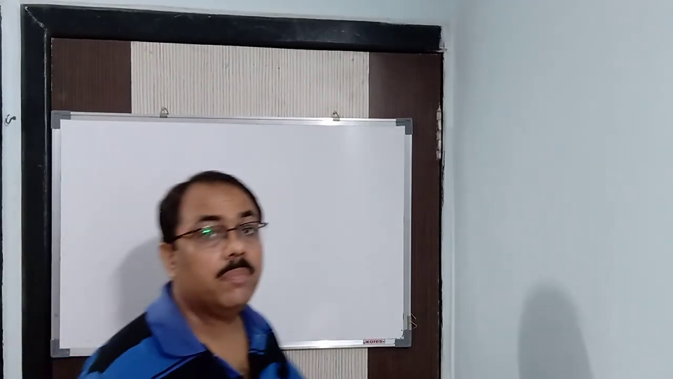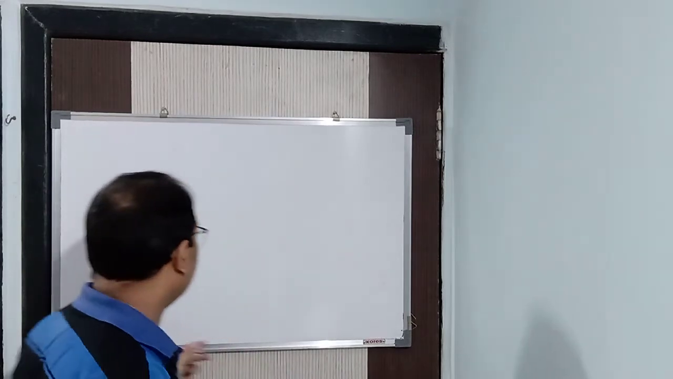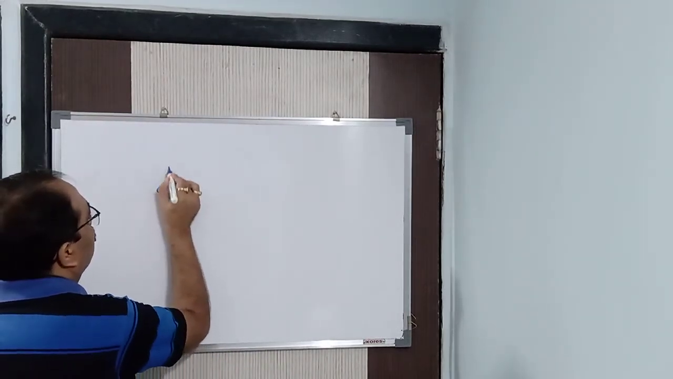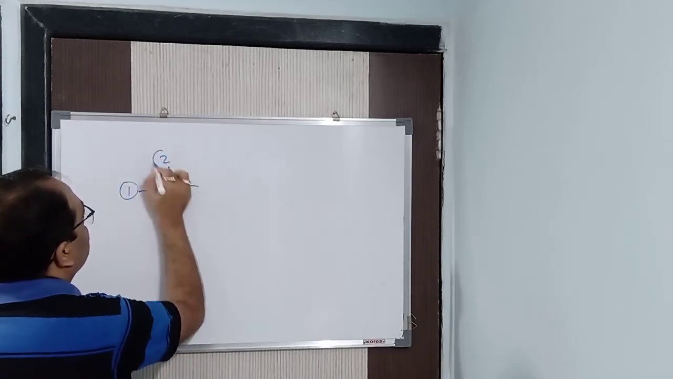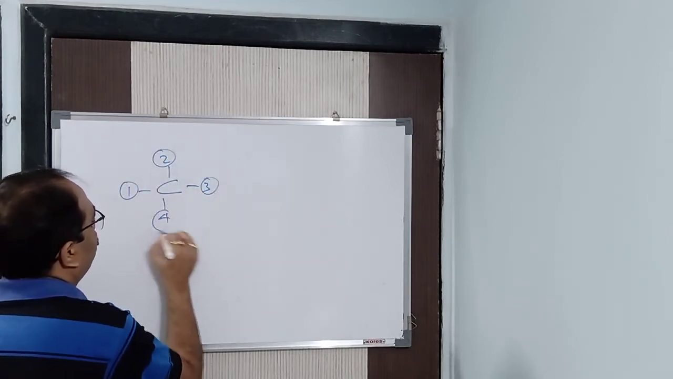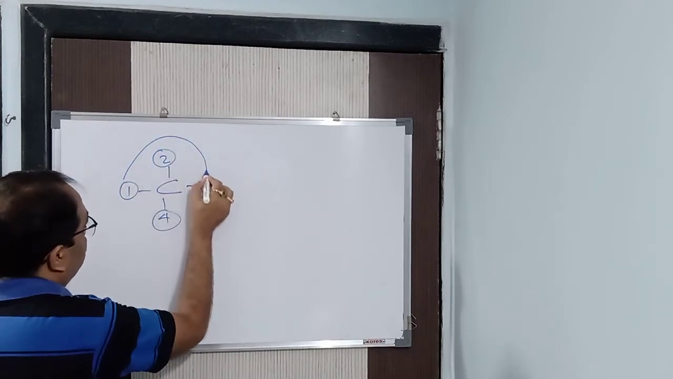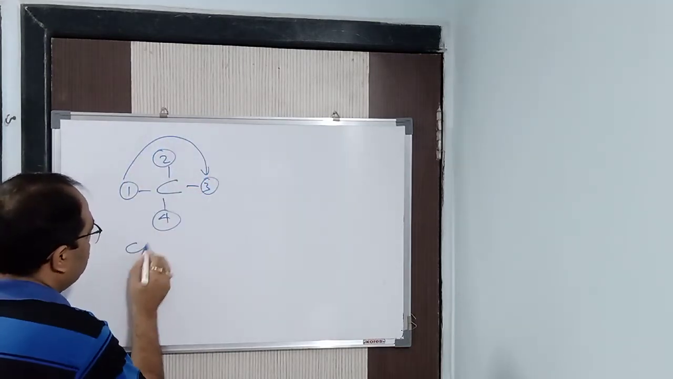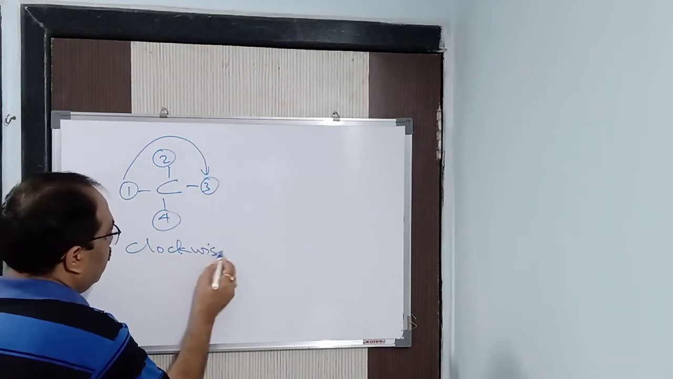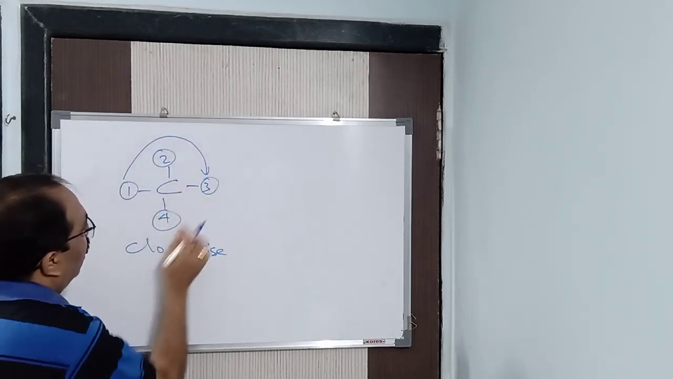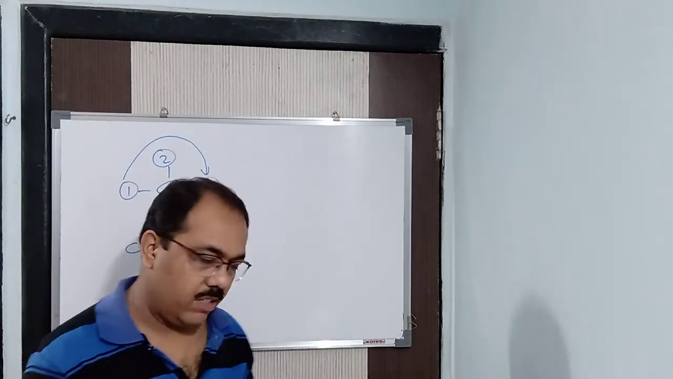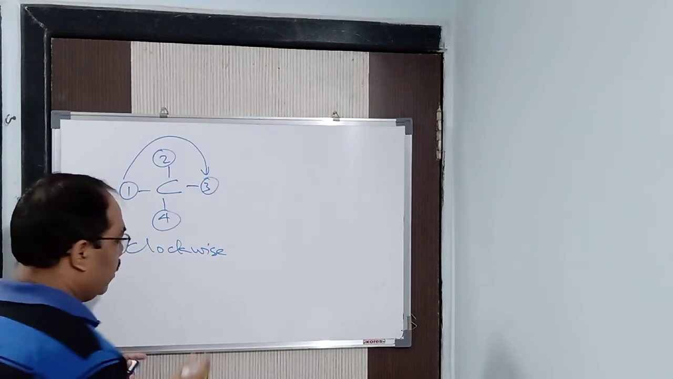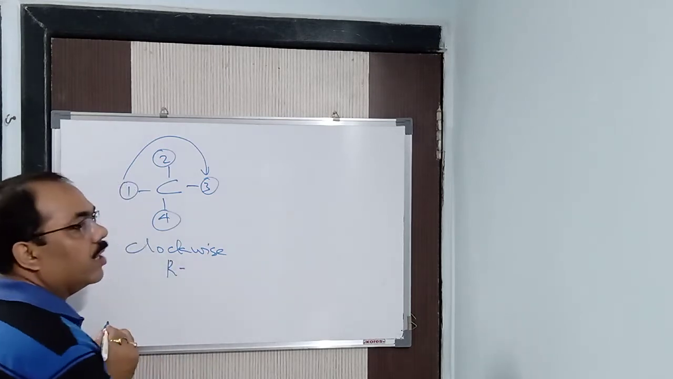The question comes: how to name the compound. It's very simple. Once you understand the rules, it's not at all difficult. Suppose this is 1, this is 2, this is 3 and this is 4. In which direction am I going? Clockwise. That means we are moving in this direction, isn't it? So what did I say? Rectus, towards right. So it is clockwise, which is nothing but your R system of nomenclature.